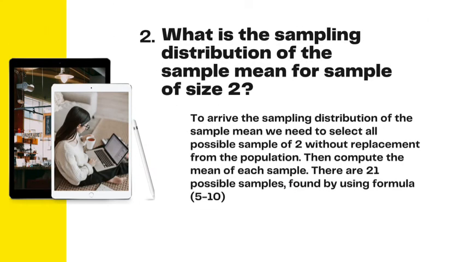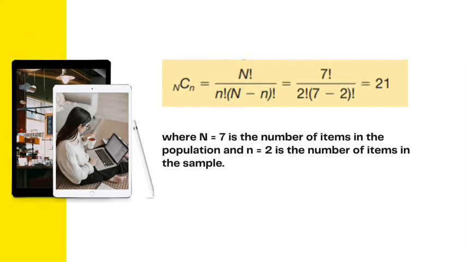And question number 2, what is the sampling distribution of the sample mean for samples of size 2? To arrive at the sampling distribution of the sample mean, we need to select all possible samples of 2 without replacement from the population. Then compute the mean of each sample. There are 21 possible samples found by using formula 5-10, where N equals 7 is the number of items in the population and n equals 2 is the number of items in the sample.